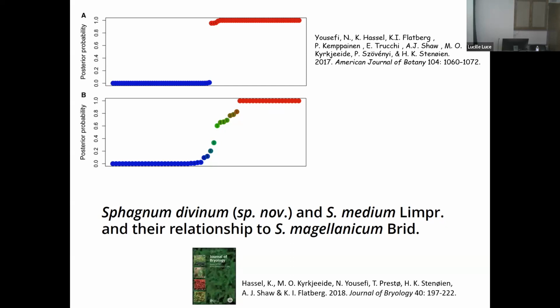They extended that a bit to a more global sampling and found that the two groups were still distinct, but there were individuals that were intermediate, in that they were genetically admixed between those two groups. And they went ahead and described these two groups as Sphagnum medium, a name that already existed in Europe, and Sphagnum divinum, which we described as a new species. And Sphagnum magellanicum per se is limited to Tierra del Fuego, from where it was described, because that turned out to be genetically distinct from both of them.